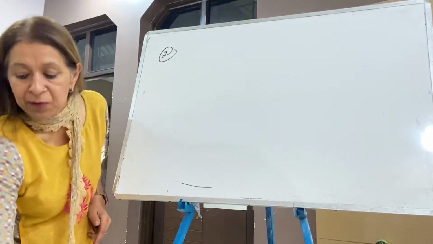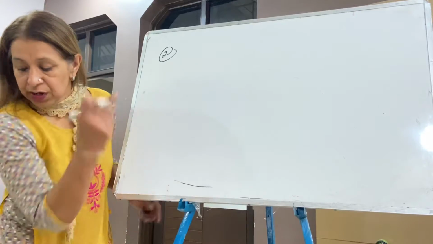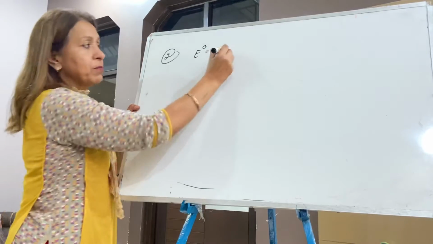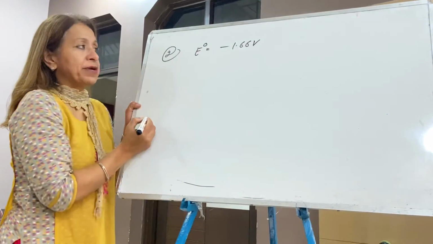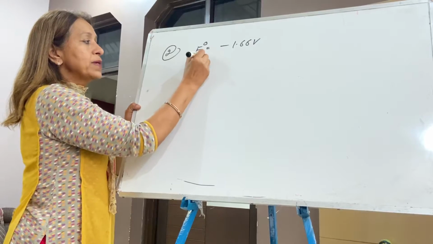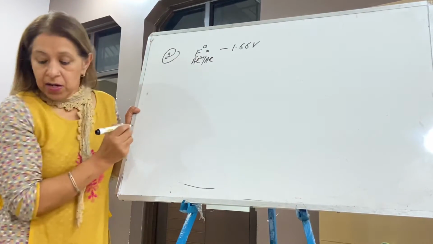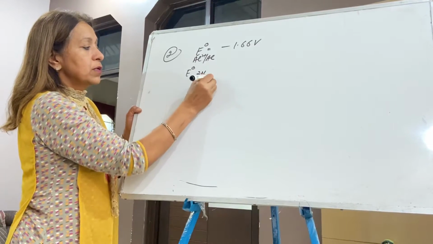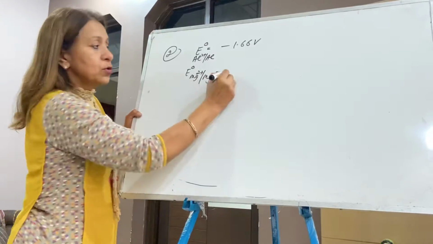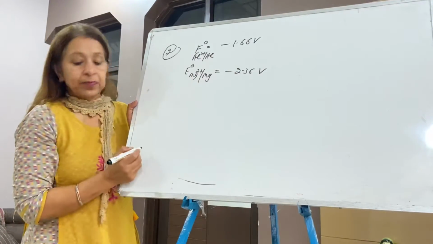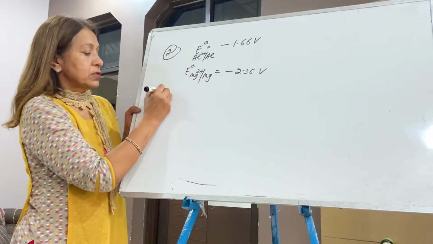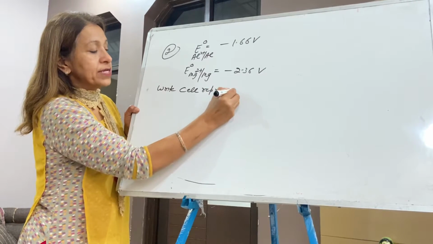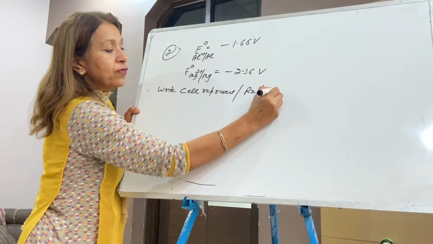Second numerical. This type of numerical is given in NCERT XI, you can do this. Write down: E naught of aluminium (Al3+/Al) is minus 1.66 volt, and E naught of magnesium (Mg2+/Mg) is minus 2.36 volt. The question is: write cell representation, reaction, EMF, etc.